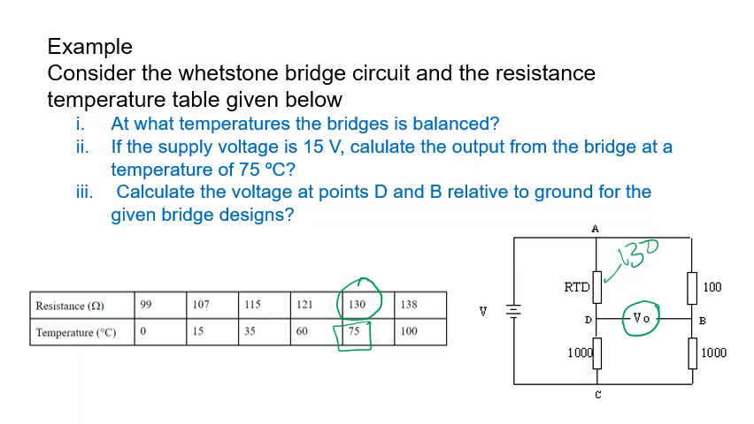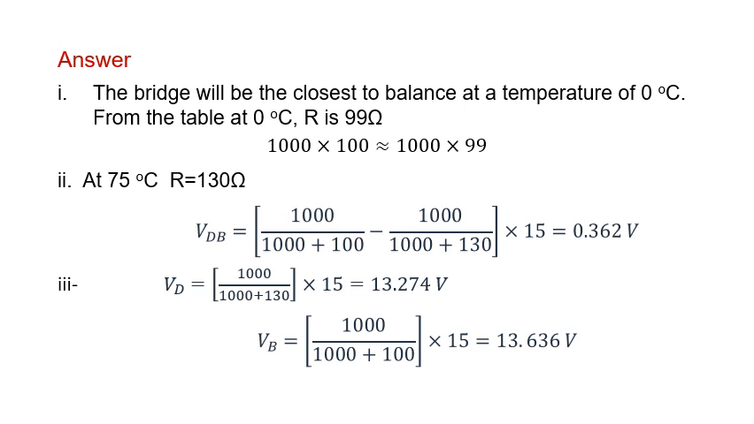Finally, calculate the voltage at point D and B relative to the ground at a given bridge design. So we want to calculate the voltage at point D and point B. We are going to take each branch separately. This is very simple because each side will be treated as a voltage divider. So in the first part, we find that it's 99. It's very clear, very simple.